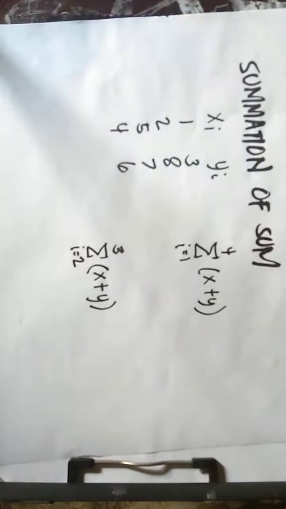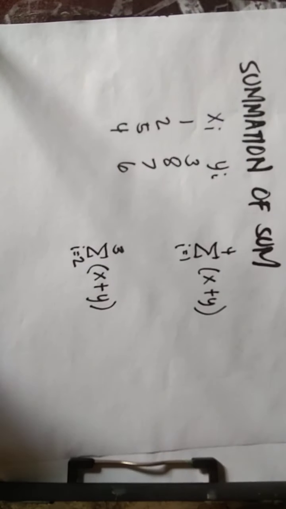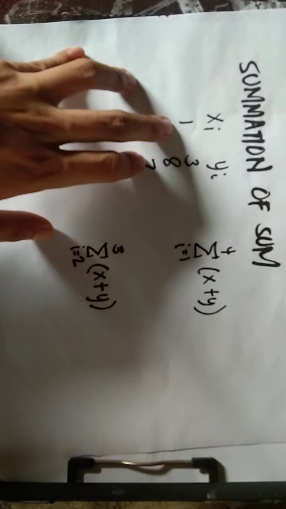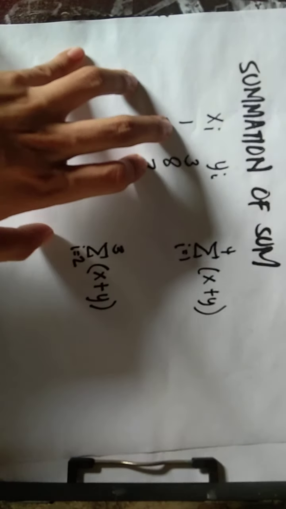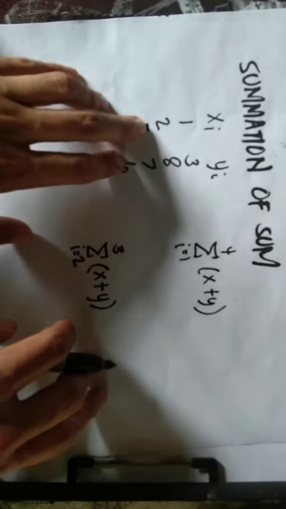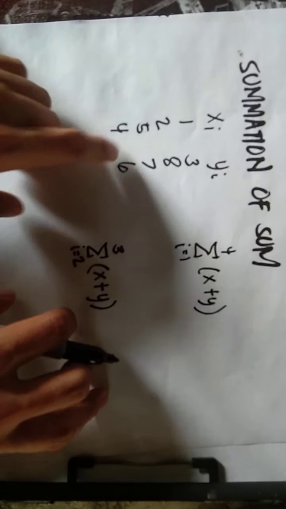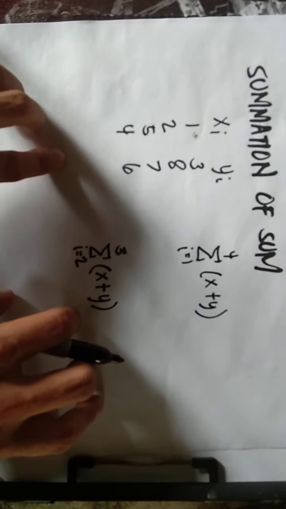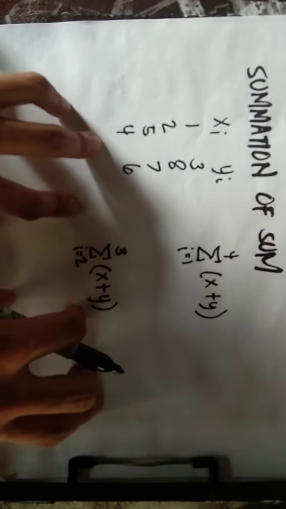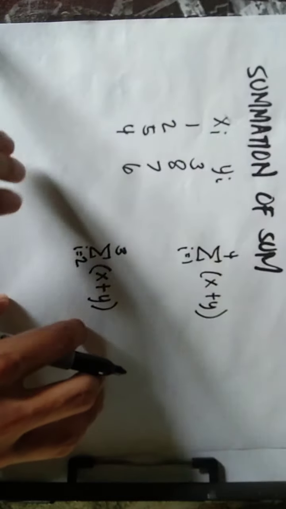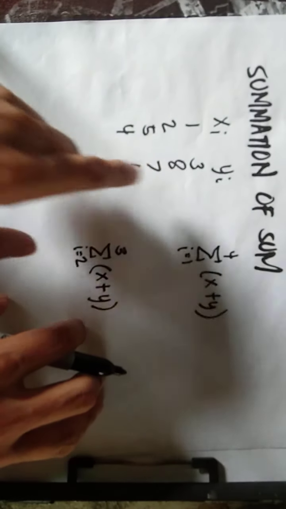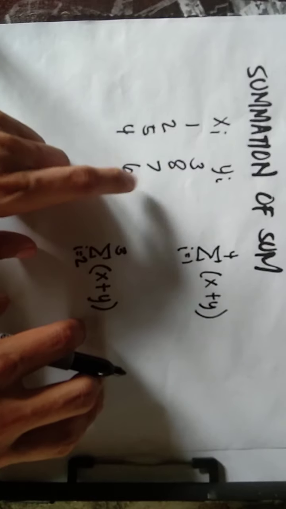And this is the summation of sum. So, summation of sum, medyo iba naman siya dun sa ating naunang example. So, ngayon, meron na tayong x values and we have the y values. For our x values, we have x sub 1 is equal to 1, x sub 2 ay equal sa 2, x sub 3 ay equal sa 5, and x sub 4 is equal to 4. And then for our y values, yung ating y sub 1 ay 3, y sub 2 ay 8, y sub 3 ay 7, and y sub 4 ay 6.